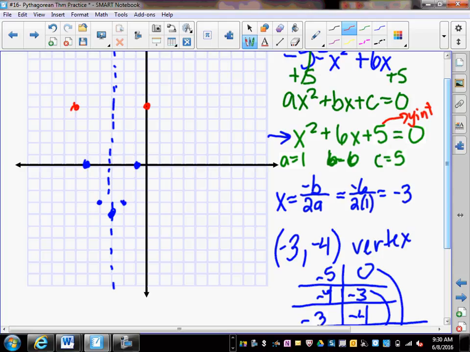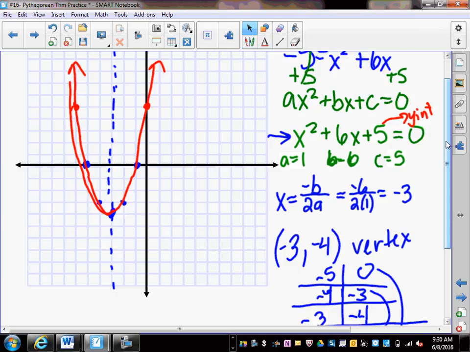All right. We pretend that it went through the dots. And there's our graph. Again, guys, use your calculator. Graph it. Check your table to make sure your values match. Make sure your graph matches it. All right, questions on that one?